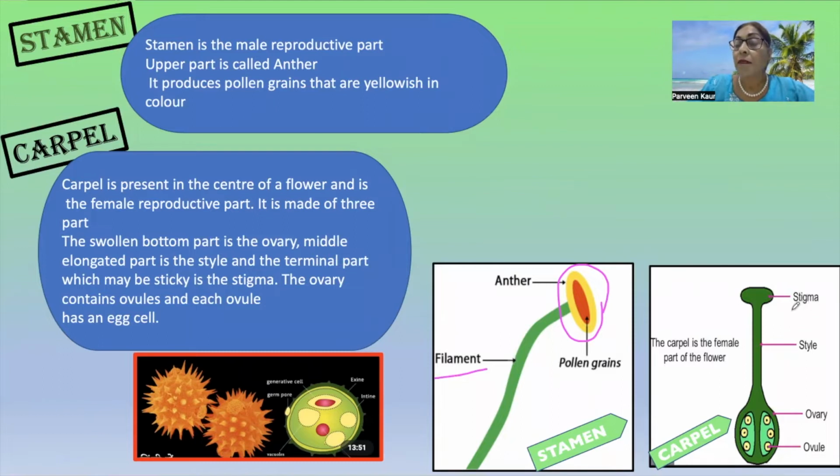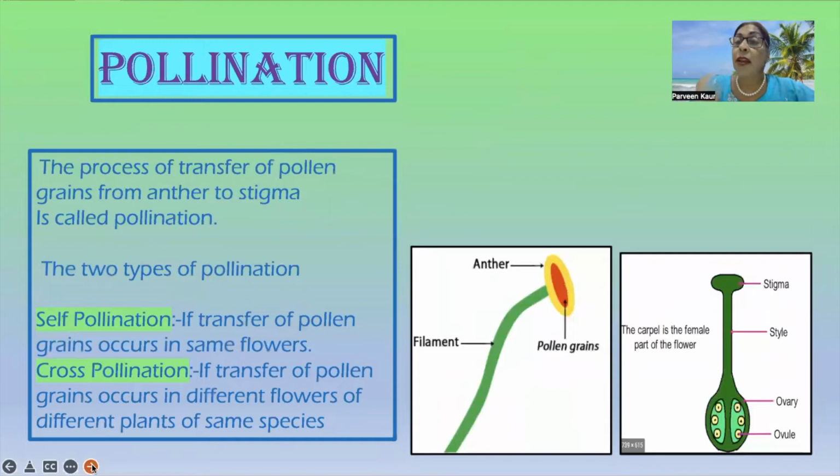It has three parts: stigma, style, and ovary. Ovary is a swollen structure present at the bottom. It contains ovules, and each ovule has an egg cell. Here you can see the mature pollen grain. When the pollen grain matures, the outer layer gets resistance power, and this outer layer is called exine, which is made of a special protein called sporopollenin.